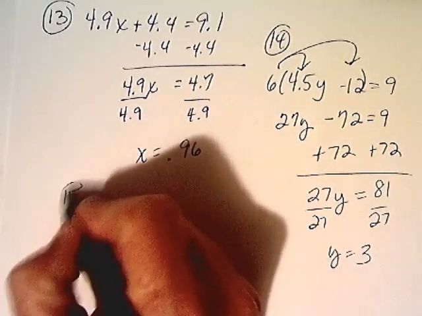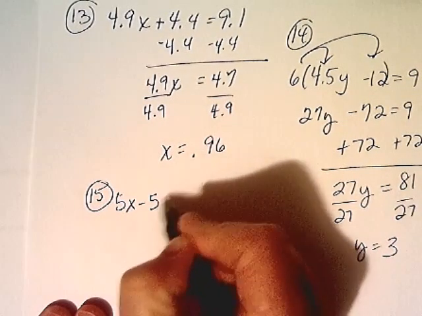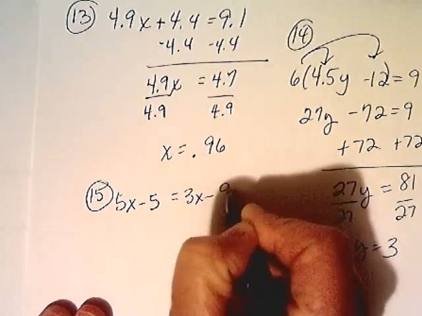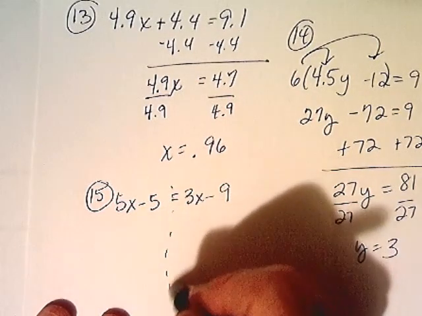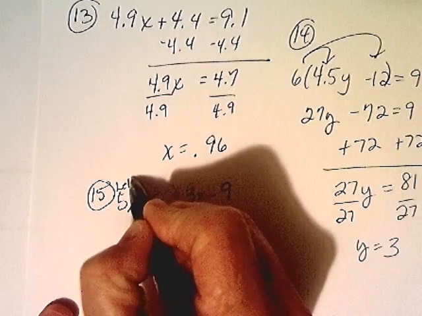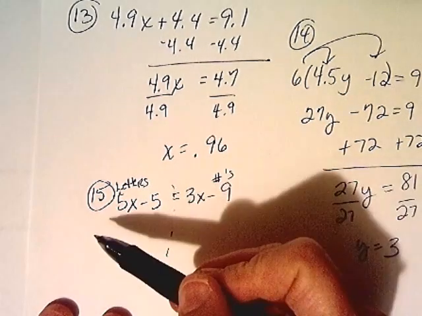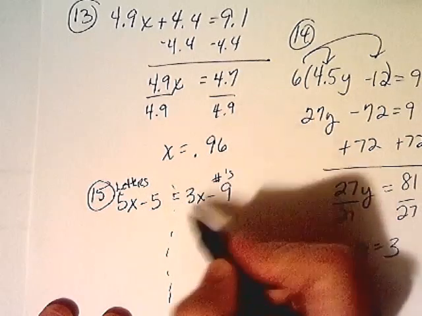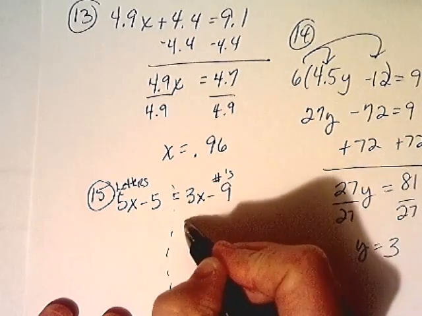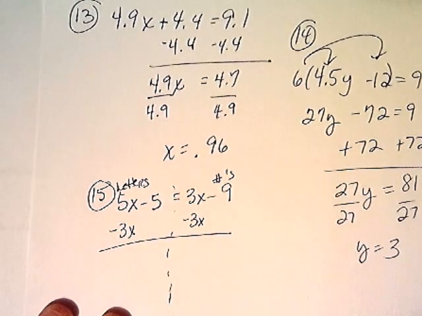15 says 5x minus 5 equals 3x minus 9. We want to start by getting all the letters on one side, numbers on another side. I chose that side for letters because it had more letters to begin with. It has 5 of them. So I'm going to subtract 3x from this side.